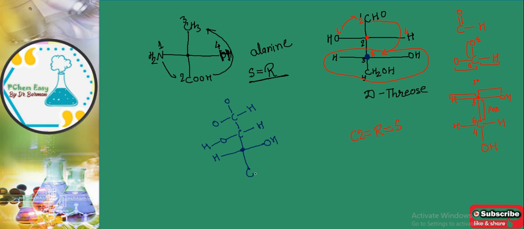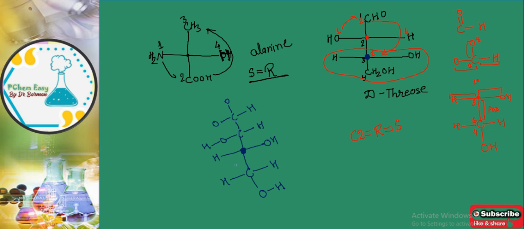See, we can write it like H, H, O, H. Now what? This is the center of carbon number 3. 1, 2, 3. So we have to assign the configuration of that. So 4 different groups we have identified. Let me show you the 4 different groups.